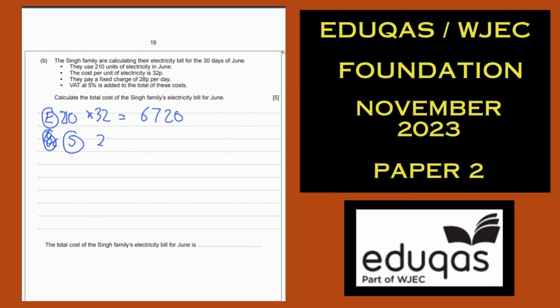We're looking at standard charge. Standard charge is 28 pence a day. There's 30 days in June. That will cost them 840 pence. Their total becomes 7,560 pence before tax. We then need to add on value-added tax at 5%.